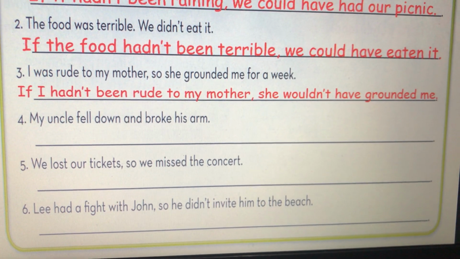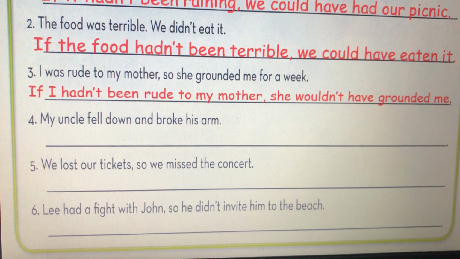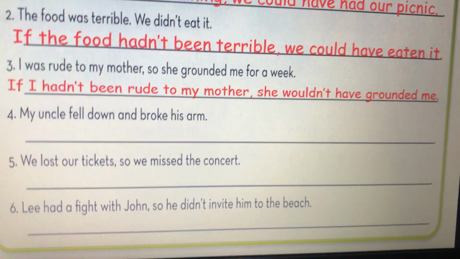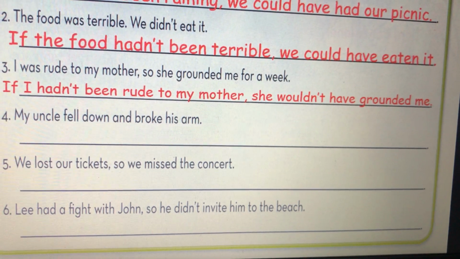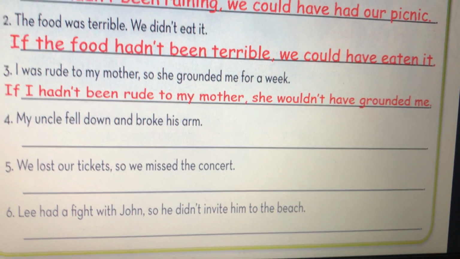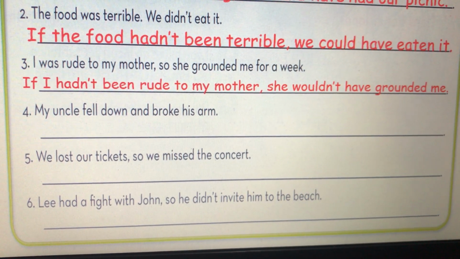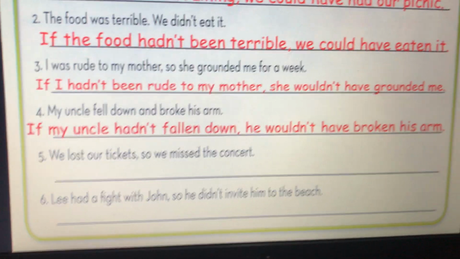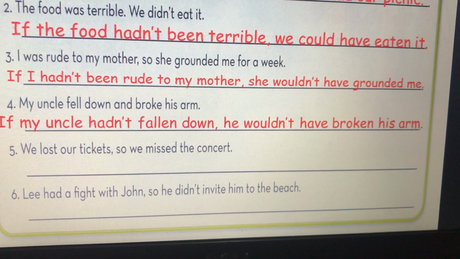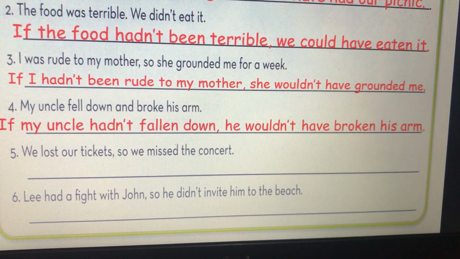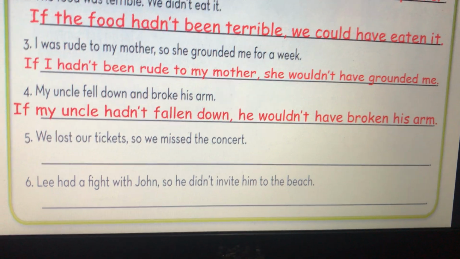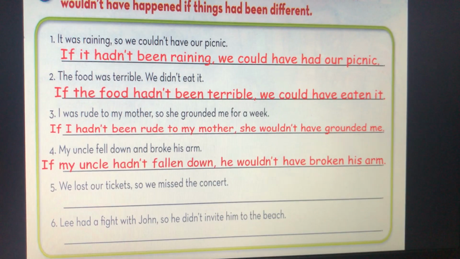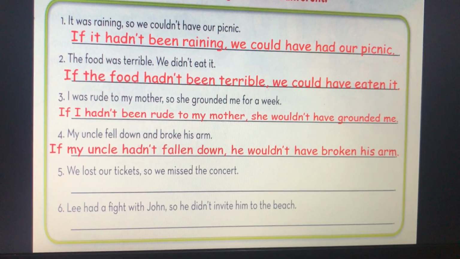What about number 4? My uncle fell down and broke his arm. This is the idea. How to make it a conditional sentence type 3. It should be like this. If my uncle hadn't fallen down, he wouldn't have broken his leg. 5 and 6 are left for you as homework. So please, 5 and 6, homework.